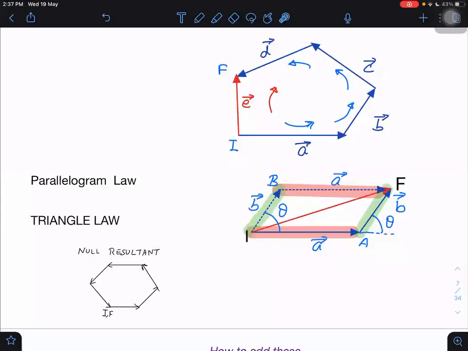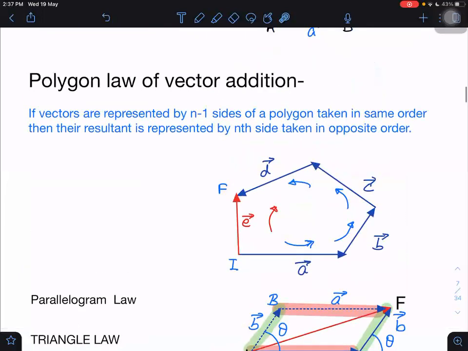Where were we? I was telling you about the polygon law of vector addition. Polygon law of vector addition means if vectors are represented by n minus 1 sides of a polygon taken in the same order, then their resultant will be represented by the nth side taken in opposite order. For example, these vectors A, B, C, and D are all taken in anti-clockwise fashion. Then the resultant will be represented by the nth side, taken in opposite order.